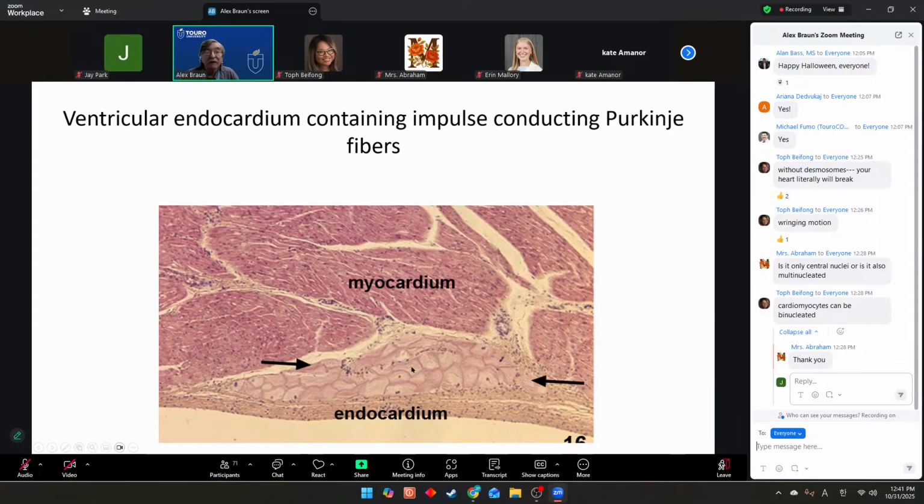They are rather pale, again, because they have lots of glycogen within them, and they have relatively few contractile muscle filaments like the actin and myosin. And in this particular picture, they look a lot different from the myocardial muscle cells found deeper in the heart, in the myocardium, because these are specialized conducting cardiac muscle cells called Purkinje fibers.